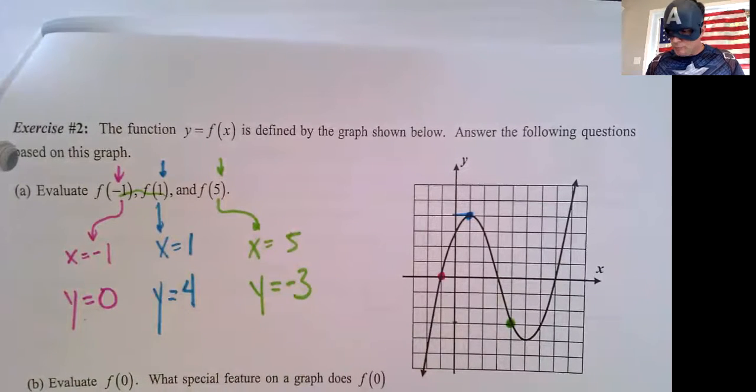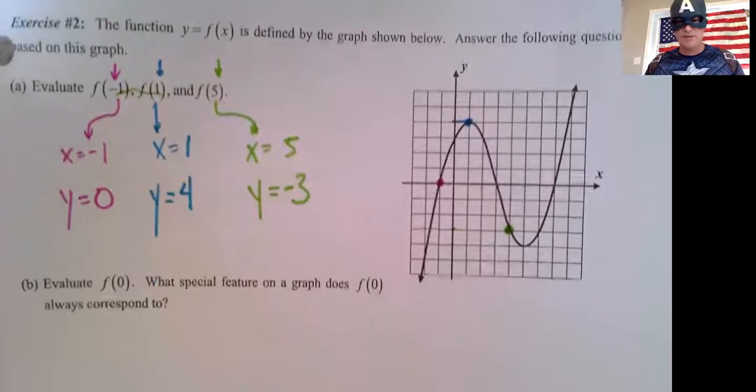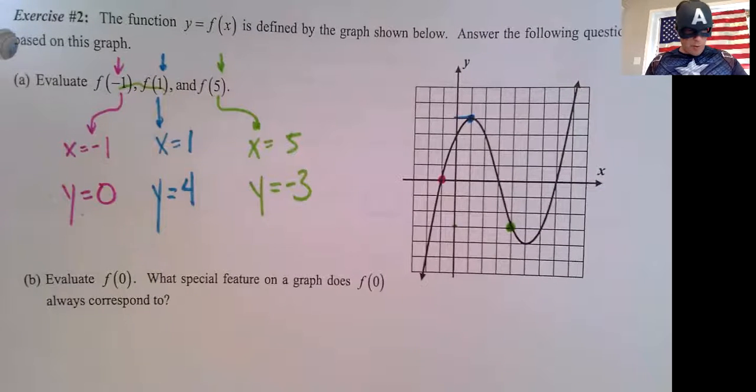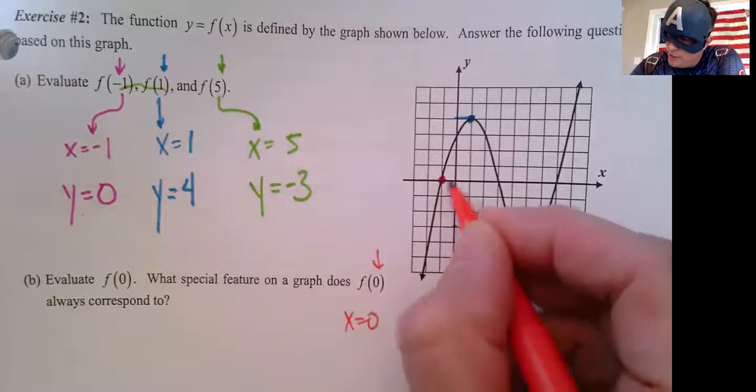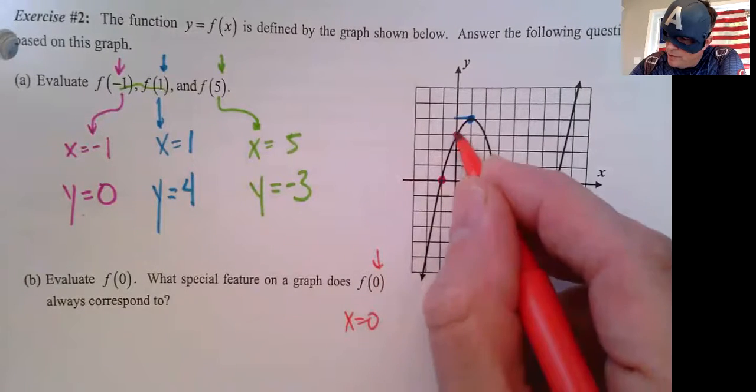Now, what they're asking us for our second one is the same general idea. It says we want you to evaluate f of 0. All right, f of 0, that's x equals 0. That's right here. That means I go up to the graph there.